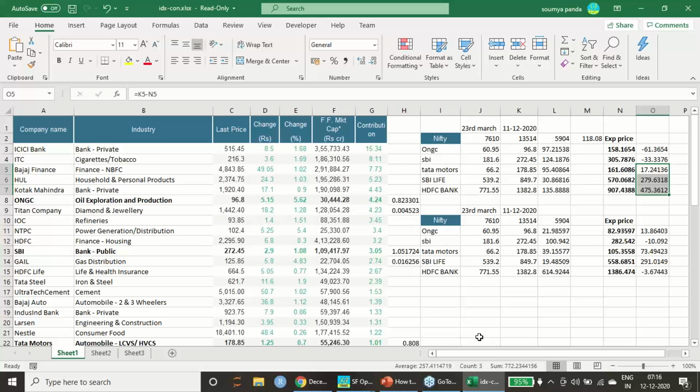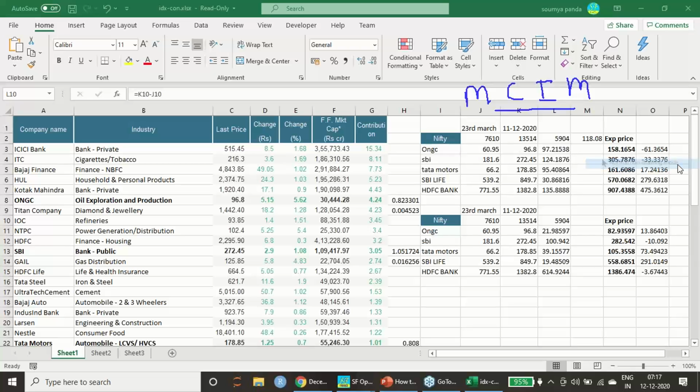Now the next model, what is the next model? First you have understood that 509 points of movement, we have made the equal weightage model. So we have to go with the next model, which is called the market capitalization index model. Market capitalization index model, MCIM also, many people used to say that.